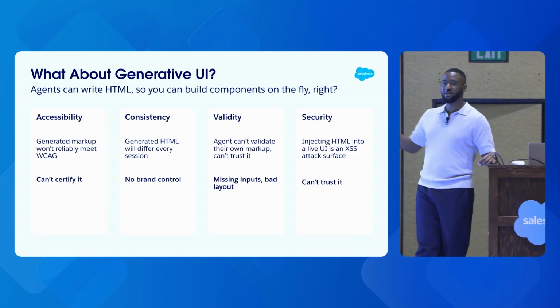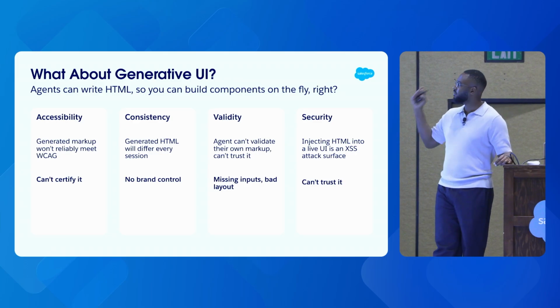The second is consistency. If you have an AI agent generate HTML on the fly, it'll look slightly different every single conversation. Not great for brand. Your marketing team won't like it.